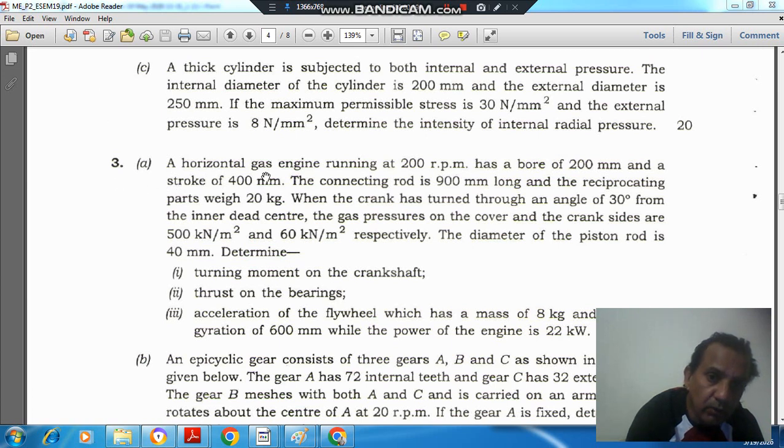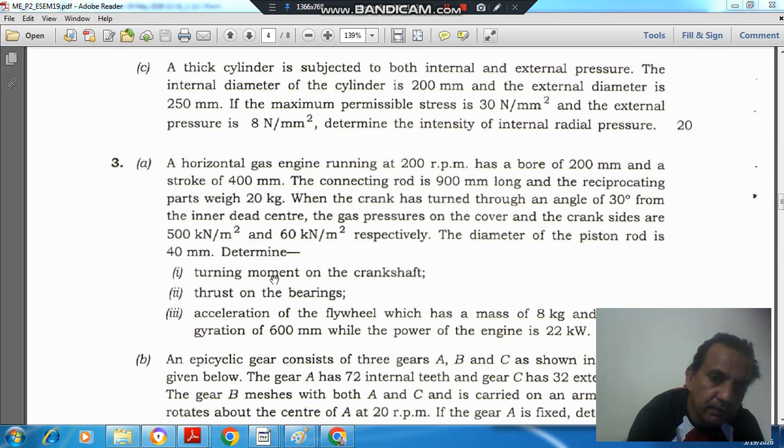A horizontal gas engine running at 200 rpm has a bore of 200 mm and a stroke of 400 mm. The connecting rod is 900 mm long and the reciprocating parts weigh 20 kg. When the crank has turned to an angle of 30 degrees from the inner dead center, the gas pressures on the cover and the crank side are 500 kN per meter square and 600 kN per meter square respectively. The diameter of the piston rod is 40 mm.